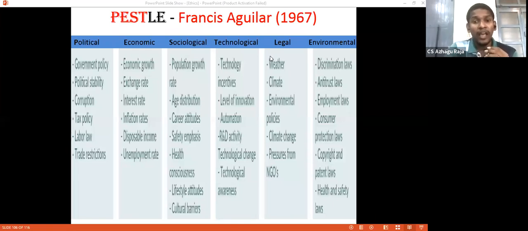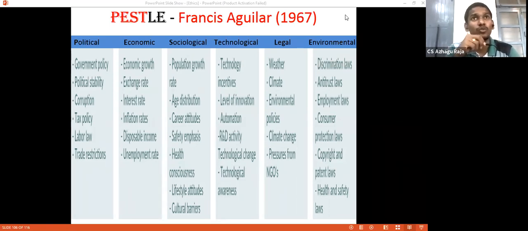And then automation and R&D, research and development activity: how much importance you give to R&D defines your technological strength. And then technological awareness. One has to cope with technological changes, otherwise one may not be able to sustain. And on the legal side, the new thing has come, the Environmental Impact Assessment 2020, and the same with weather, climate, environmental policies, climate change, and pressures from non-governmental organizations, right?